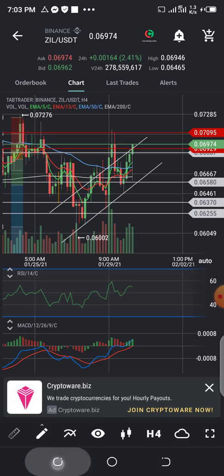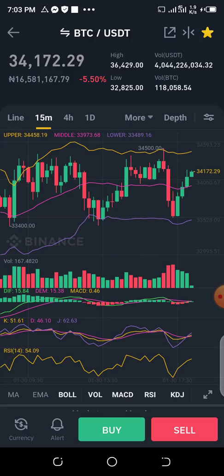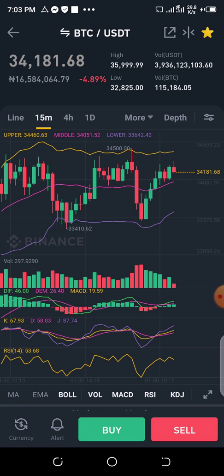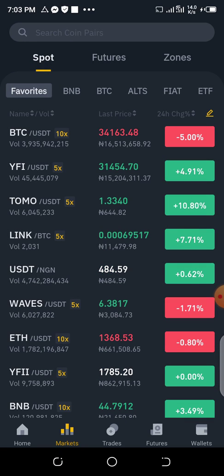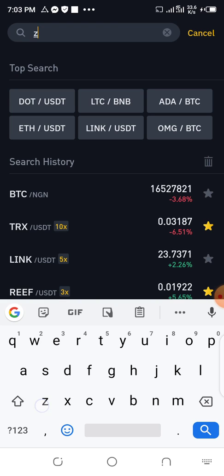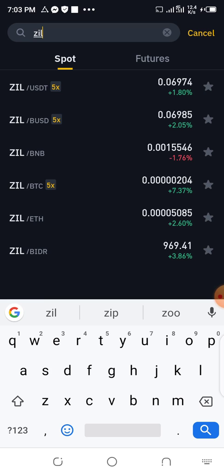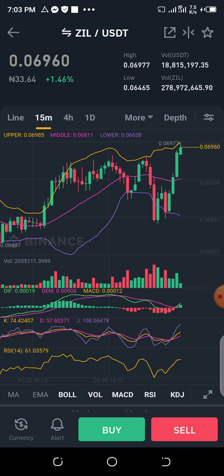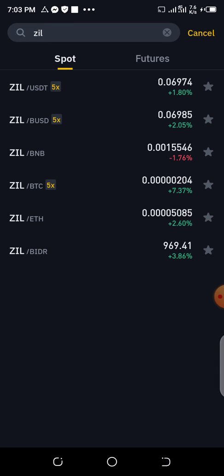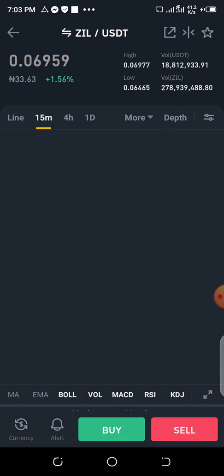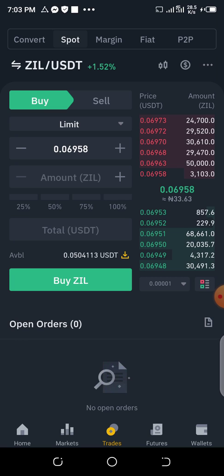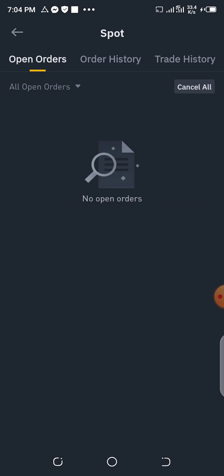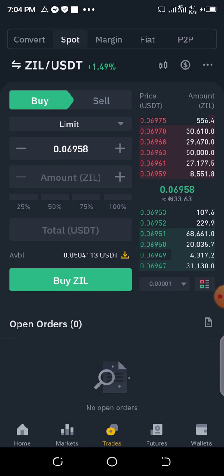Okay, so let me go to Binance and show you the stochastic indicator, which is the last indicator I'm going to be explaining in this class. ZIL, let's use ZIL because that's what I'm explaining. ZIL USDT. Let me even see the price I bought it. Can't even remember. I do not want to do that now because I want to keep this information private. I'll just have to do it later.